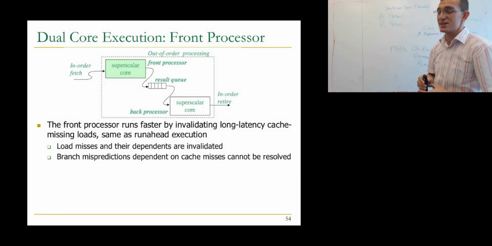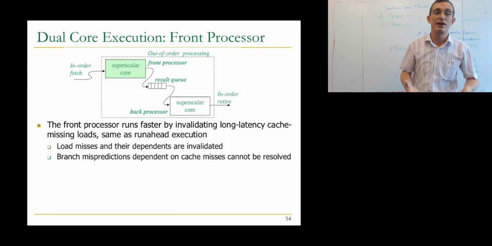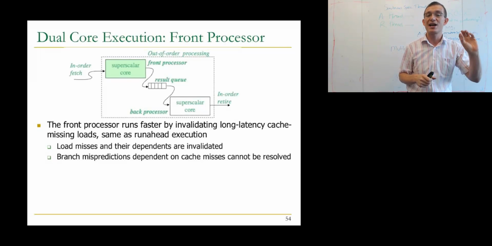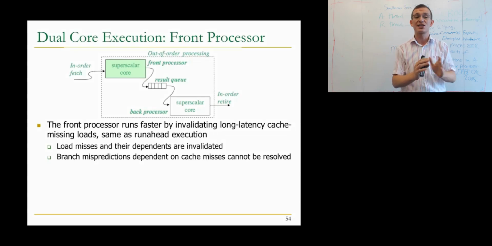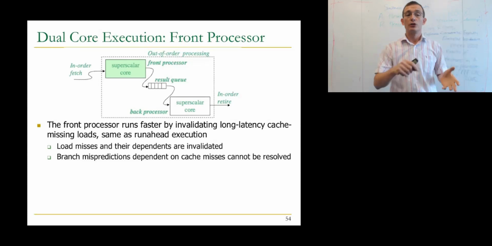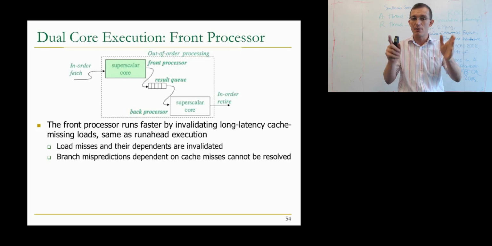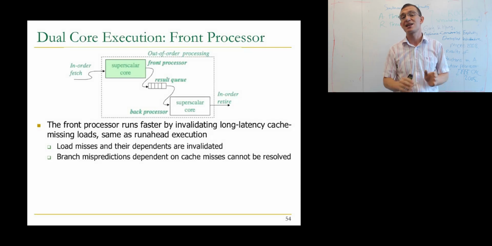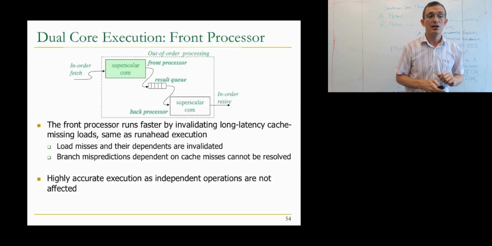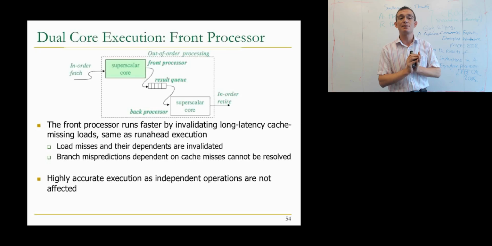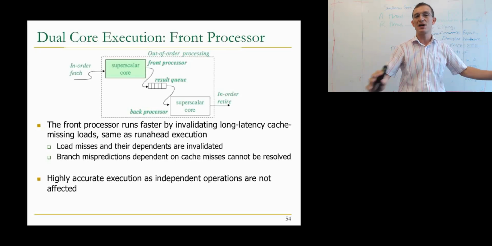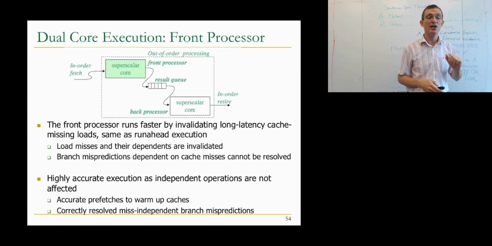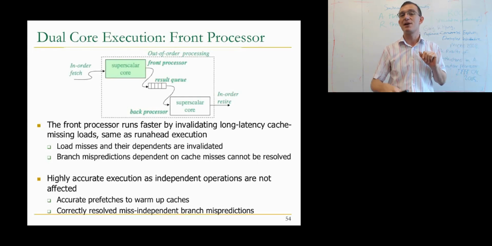Basically, the front processor, this is an instance of slipstreaming in my opinion, except it's a very different implementation. The front processor runs faster by invalidating long latency cache missing loads, just like in run-ahead execution. Load misses and their dependents are invalidated. Remember the invalid bits or bogus bits. Branch mispredictions that are dependent on cache misses cannot be resolved. Okay? So this leads to highly accurate execution, as independent operations are not affected. Right? Independent operations can be executed in the front processor. They lead to accurate prefetches to warm up the caches, and they lead to correctly resolved independent branch mispredictions.